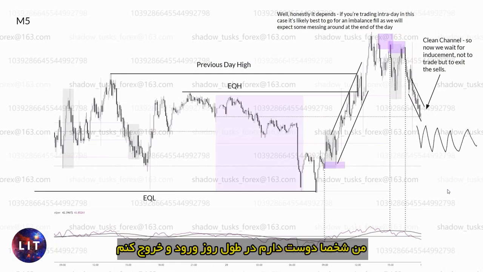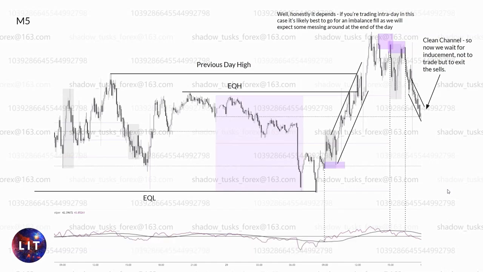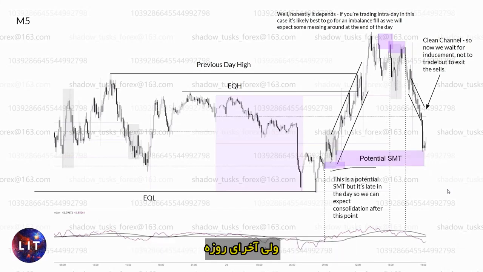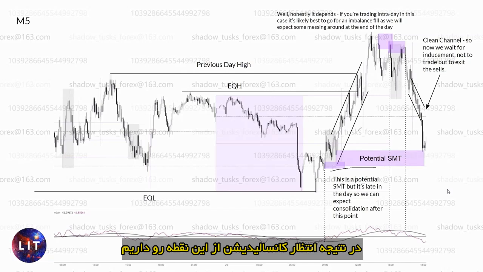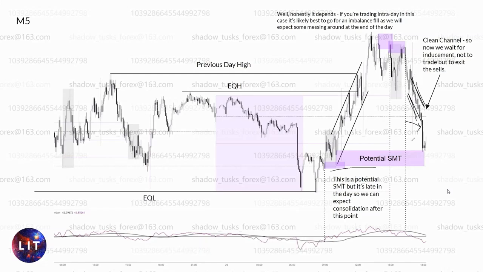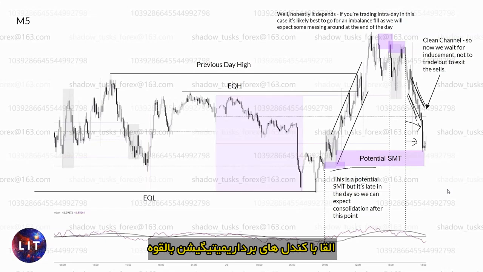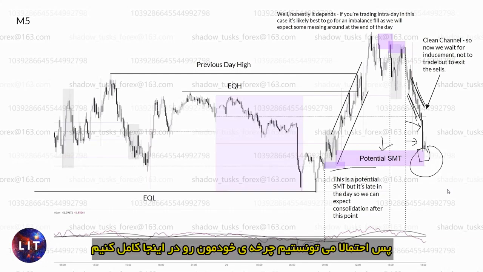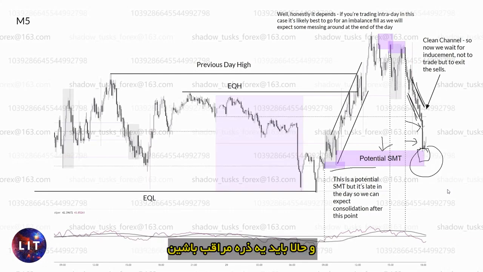Personally, I don't. I like to be in and out within the day. So let's go ahead and see. Perfect, right? Like I said, this is a potential SMT, but it's late in the day, so we can expect consolidation after this point, especially when we get this vector. Look, vector channel, so that's your build up, inducement with vector candles, potential mitigation, even though it is a potential SMT. So potentially we could have completed our cycle here, and now you want to be a bit careful, especially because it's late in the day.